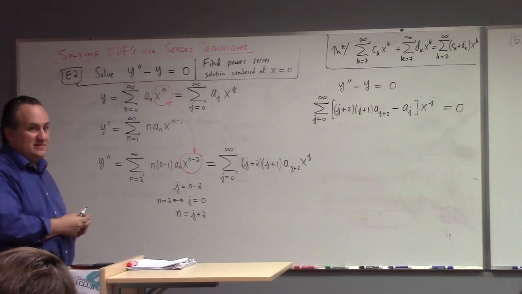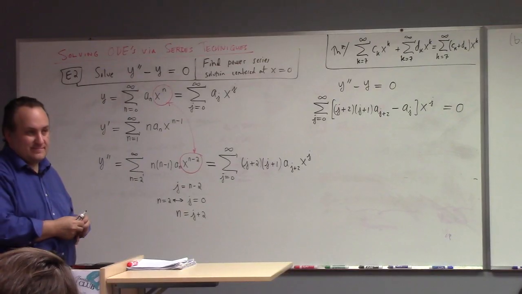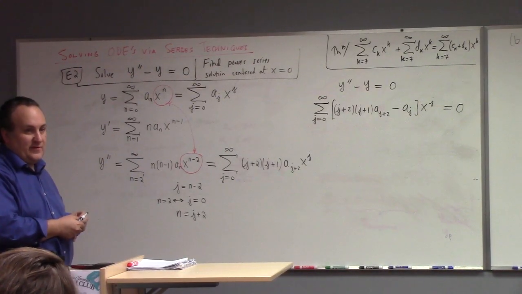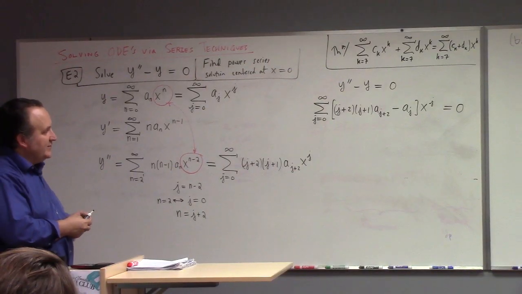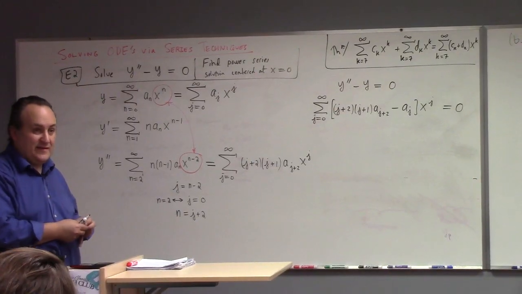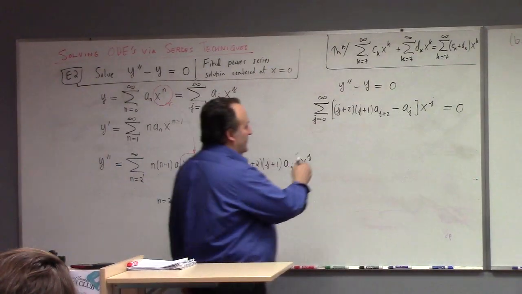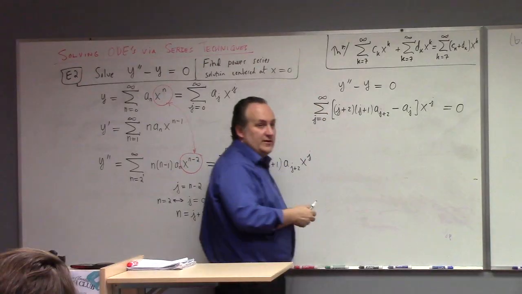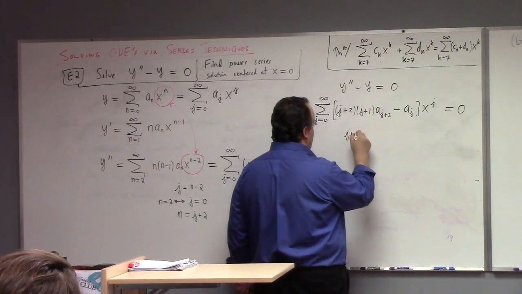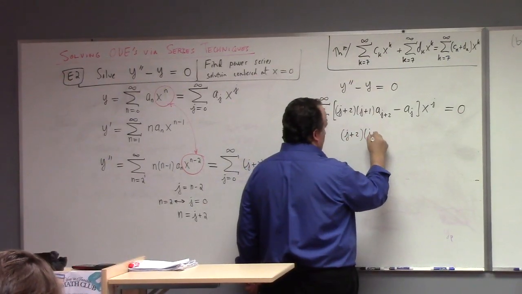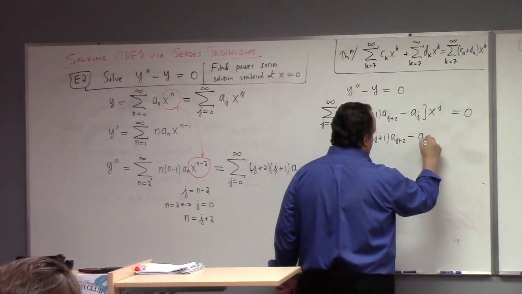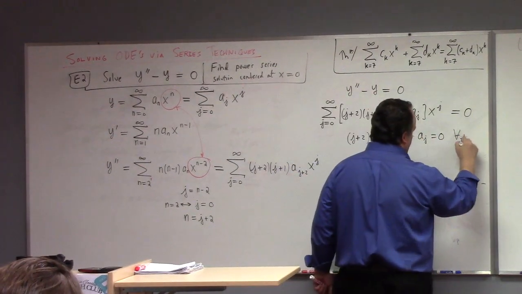How many equations is that? Talk to your friends later, you're like, in differential equations today, we solved infinitely many equations. Because that's what we're doing at the moment. That's infinitely many equations. Every single choice of j is a separate equation. We get that (j+2)(j+1)a_{j+2} minus a_j has to be equal to 0 for all j.